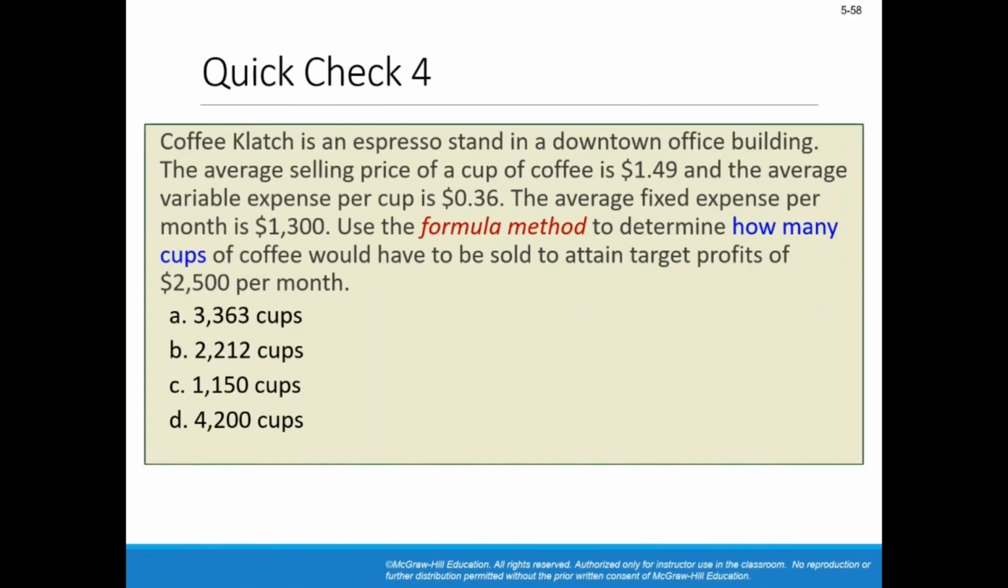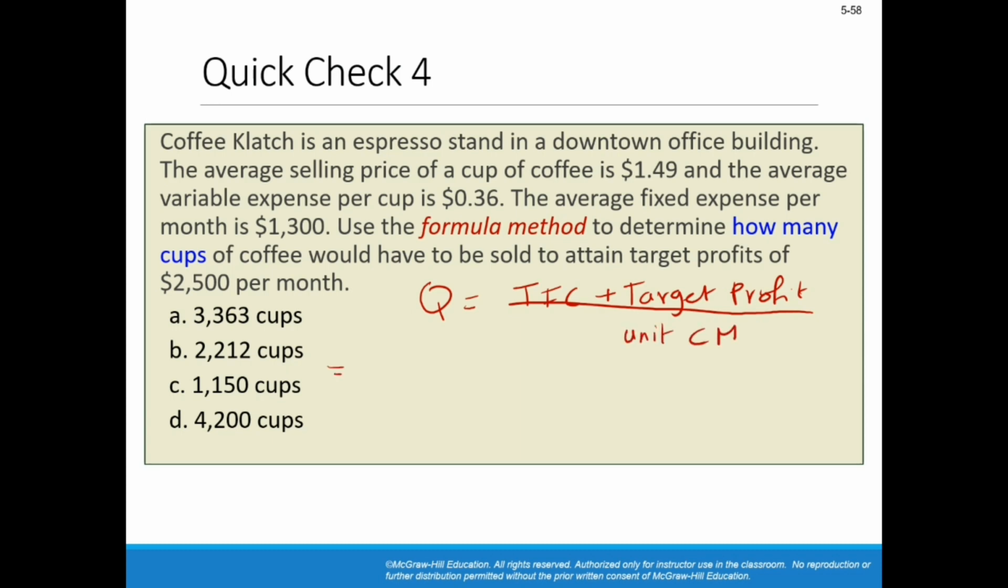These are the equations that are established. Now the question is, use the formula method to determine how many cups of coffee would you have to sell to attain a profit of $2,500. So I know that here they are asking for the number of cups. So Q is equal to total fixed cost plus the target profit divided by the unit CM.